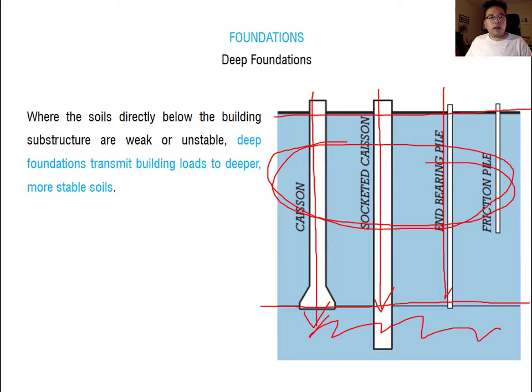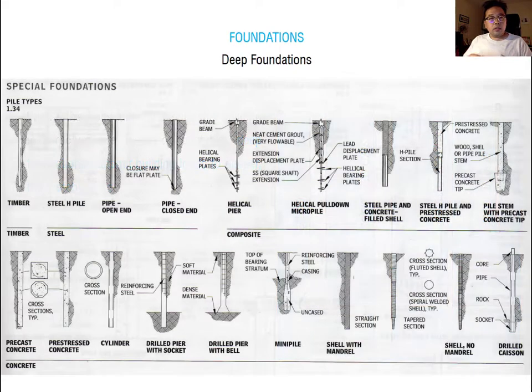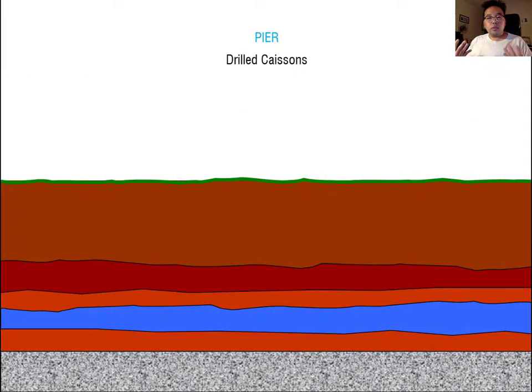Deep foundations are mostly categorized as caisson or pile. So these are all the possible deep foundation methods and materials. You can decide materials such as timber, steel, composite, or concrete, depending on the construction type. But mostly, concrete is the most popular deep foundation column material. So I think we should also talk about the caisson and how we can construct it.